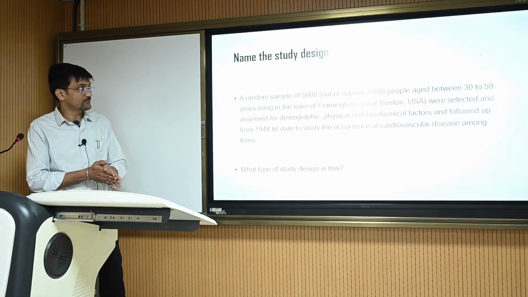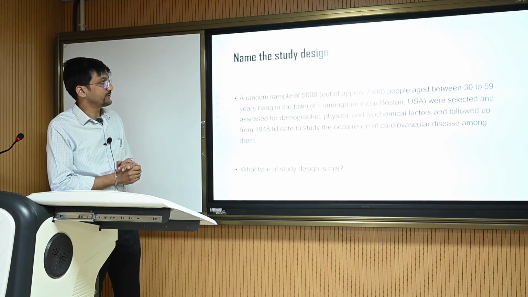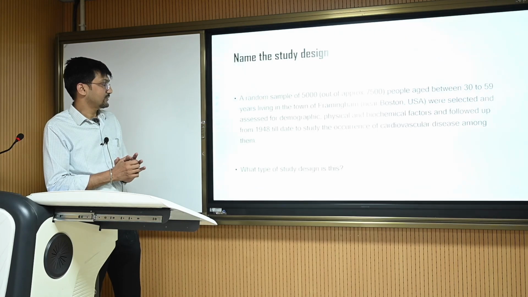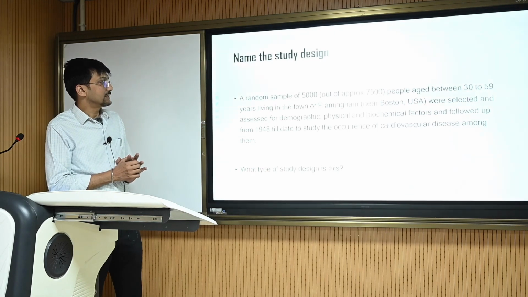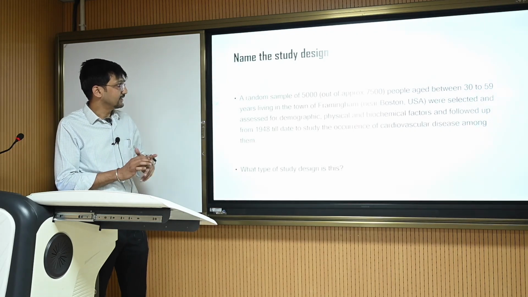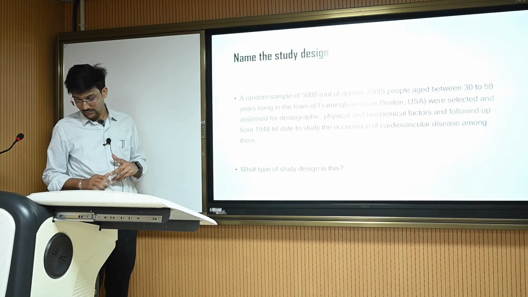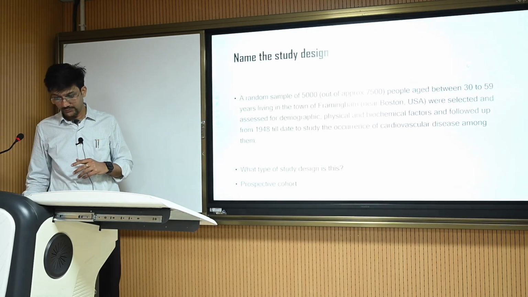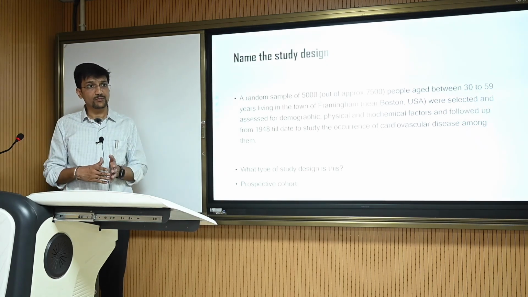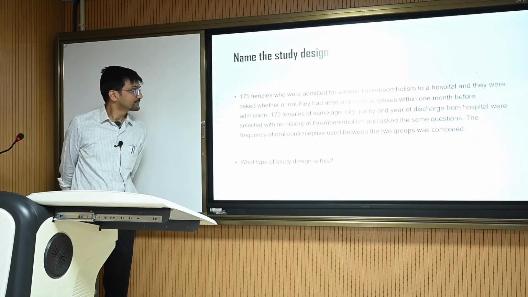Now this is an exercise for you. A random sample of 5,000 people aged between 30 to 59 years living in the town of Framingham were selected and assessed for demographic, physical and biochemical factors. This actually happened. Framingham heart study, yes. So what kind of study design is this? Prospective cohort. Okay? Prospective means you are doing it in the future. And retrospective will also come. What is this?